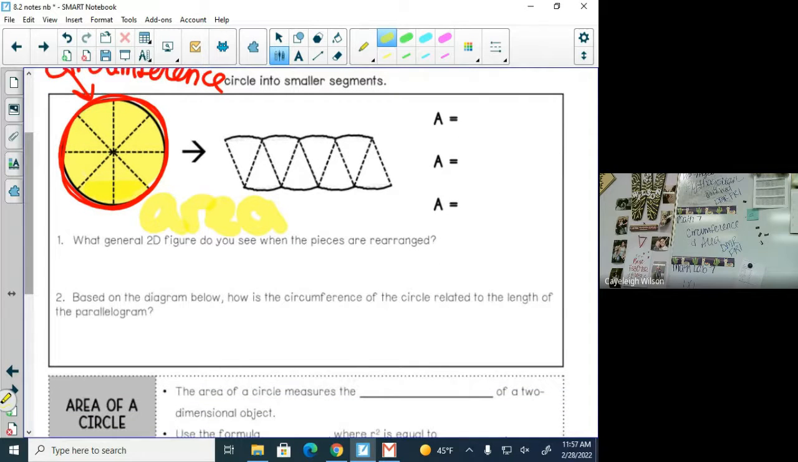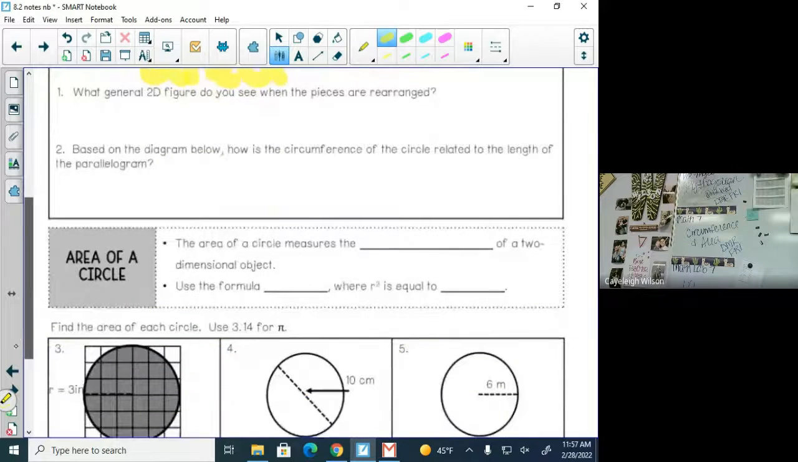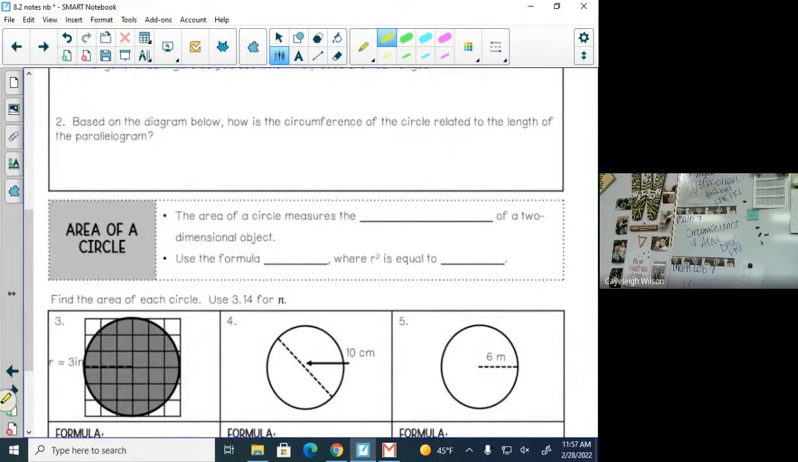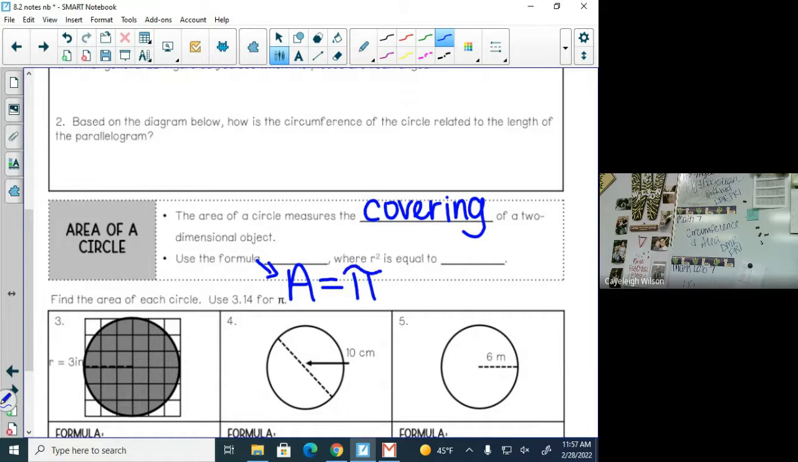And we're going to skip the rest of that topic. All right, so moving down here, area of a circle. The area of the circle measures the covering of a two-dimensional object. So area covers just that coverage. Now, the formula that we're going to use for area is area equals pi times radius squared.